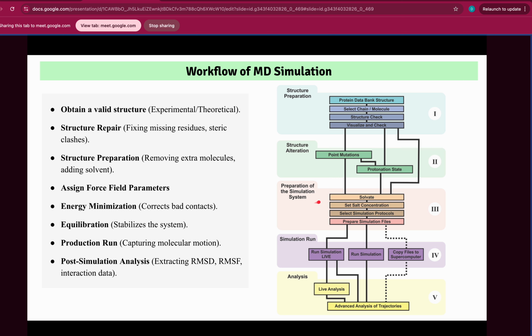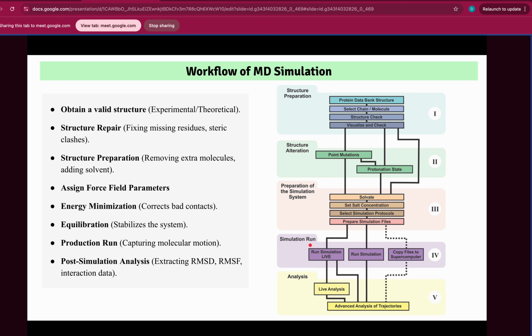Then preparation of the simulation system, in which we solvate it, we add the solvent, we set the salt concentration. So if my protein is charged, then we can stabilize it by adding some salt, Na positive and Cl negative ions, so that the charge is balanced. We select simulation protocols. We prepare the simulation files. So in this case, we define the force field and all those protocols need to be completed.